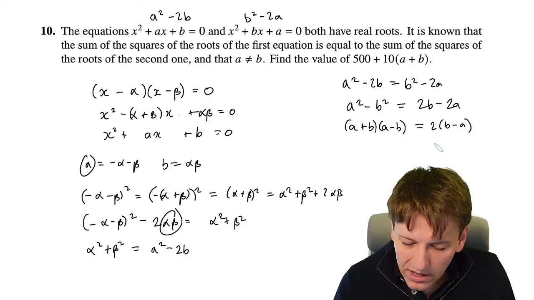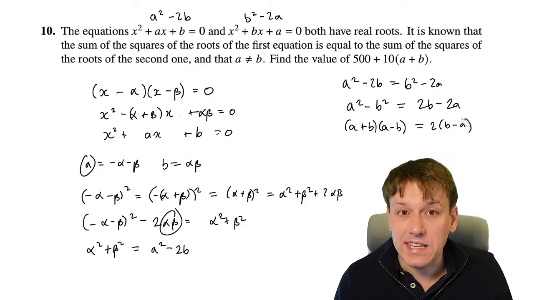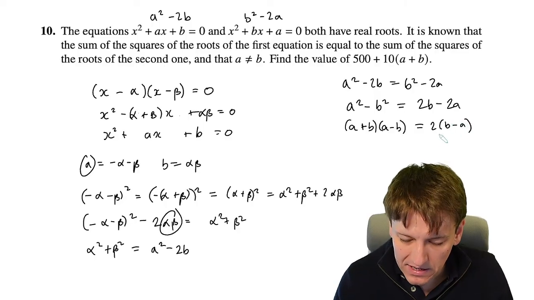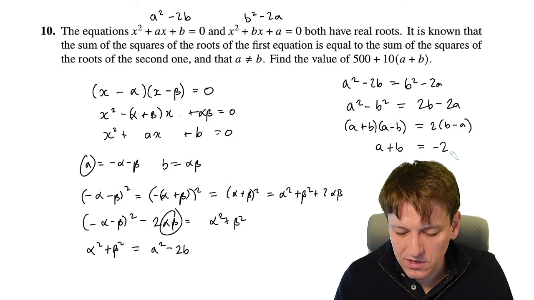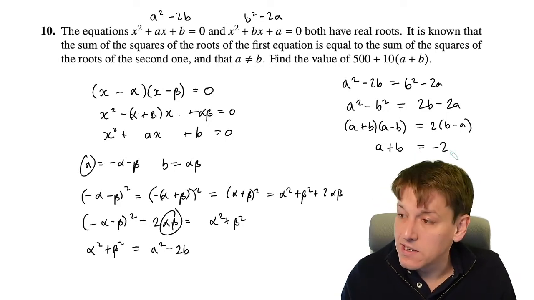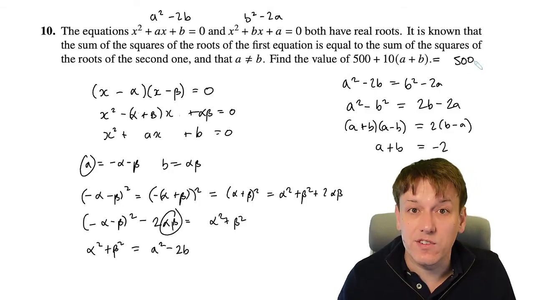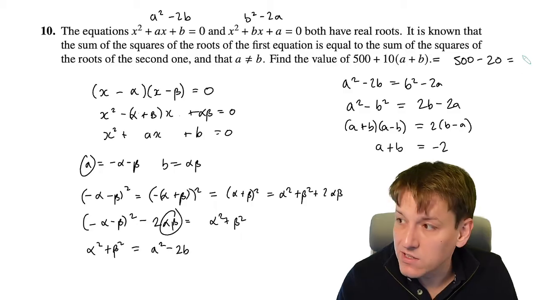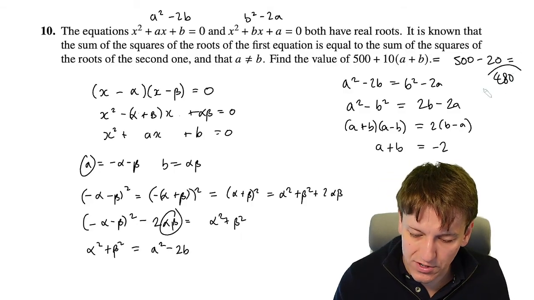And now if I divide both sides by a minus b, well, b minus a is just minus a minus b, so I'm going to get that a plus b equals minus 2, and then the expression that we want here is 500 plus 10a plus b, so that will be 500 plus 10 lots of minus 2, so 500 minus 20, and that gives us a final answer here of 480.